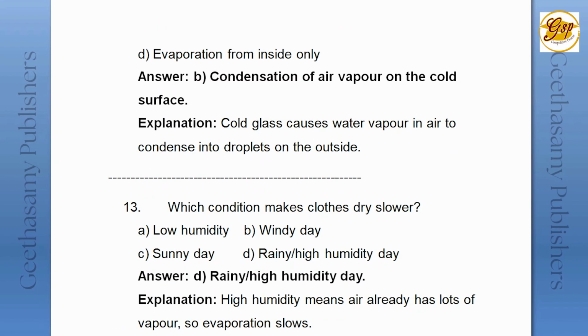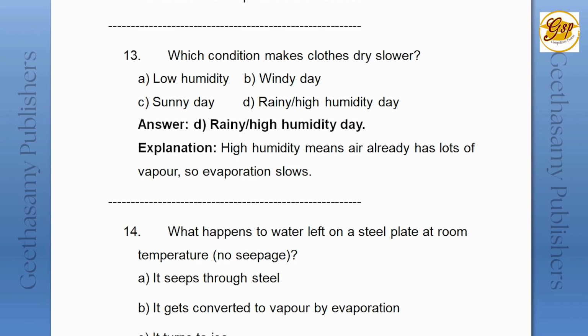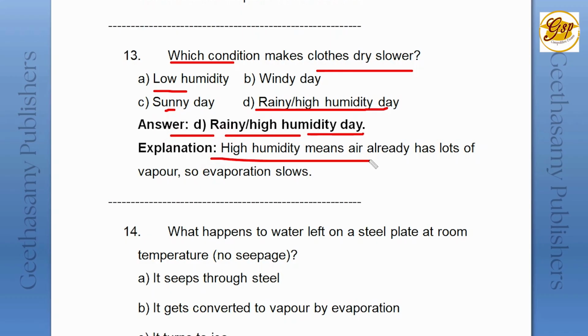Right? Then 13th question. Which condition makes clothes dry slower? Low humidity, windy day, sunny day, or rainy and high humidity day. So the answer is rainy and high humidity day. High humidity means the air already has lots of vapor, so evaporation slows.